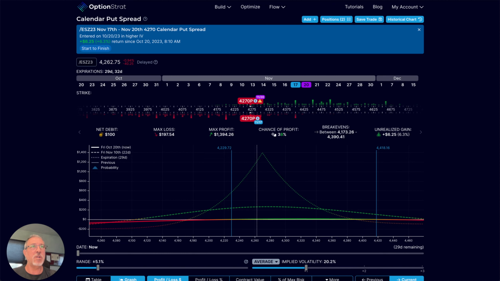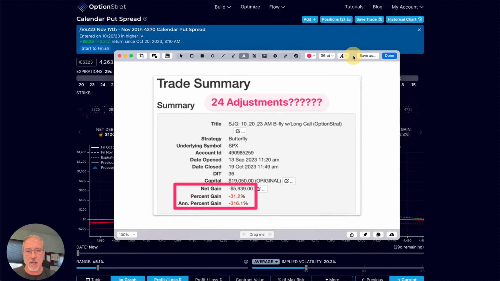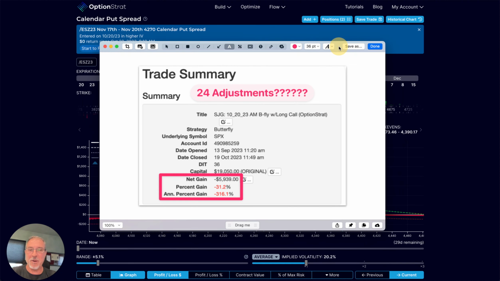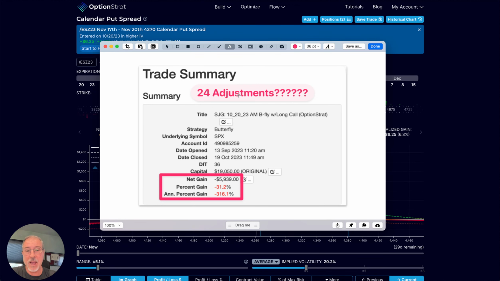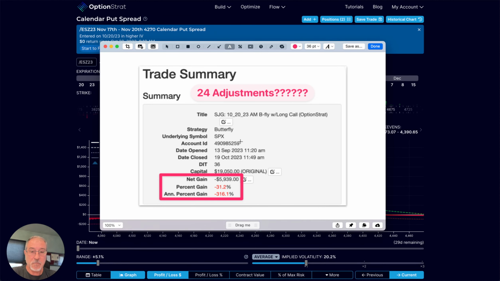But I do want to show you just kind of a little sheet I put together for the follow-up to it. So it had 24 adjustments. I have never adjusted a trade so many times in my life. This trade opened on September 13th and finally closed on October 19th.